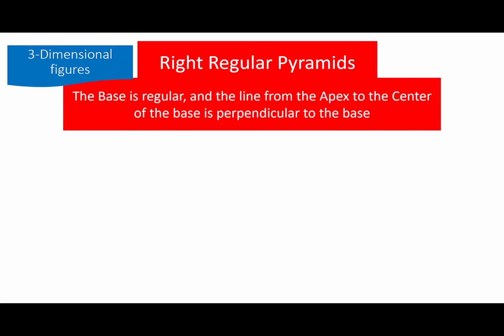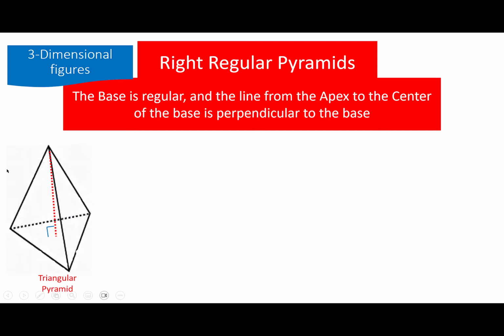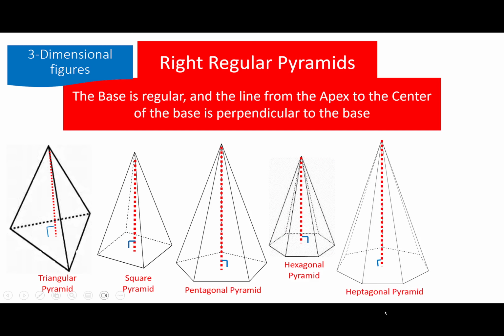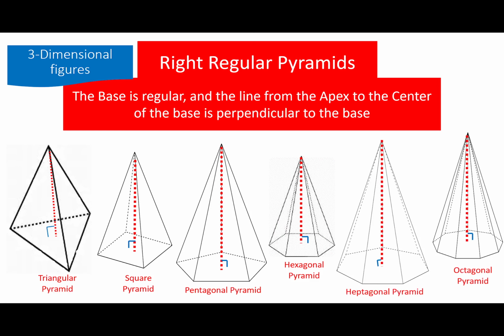Three-dimensional figures. Right regular pyramids. The base is regular and the line from the apex to the center of the base is perpendicular to the base. That's the apex right here. Square pyramid, pentagonal pyramid, that's the apex, okay? This line here is perpendicular to the base. Hexagonal pyramid, heptagonal pyramid, and octagonal pyramid.